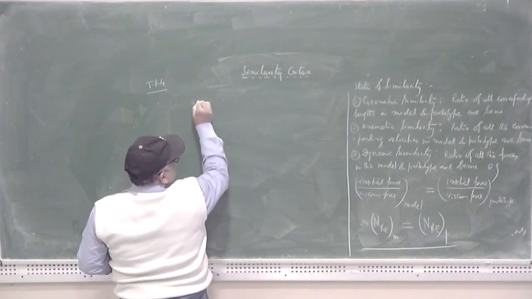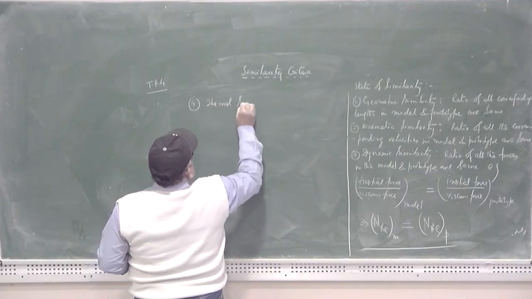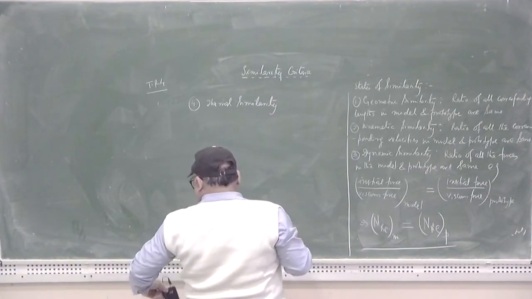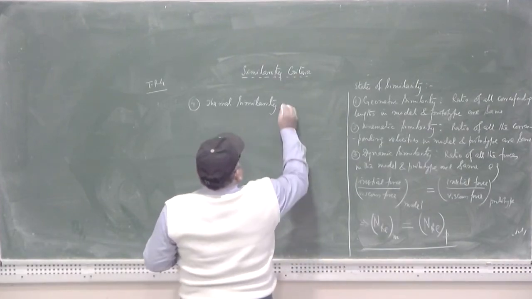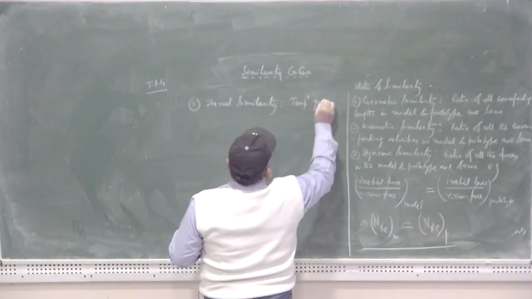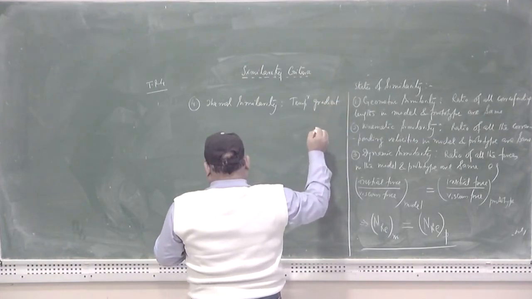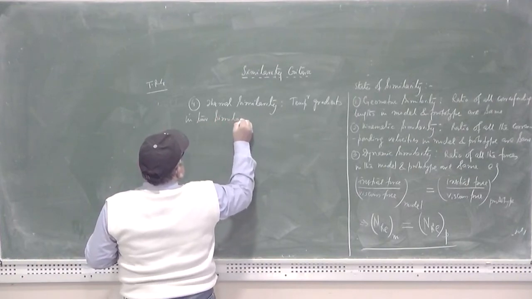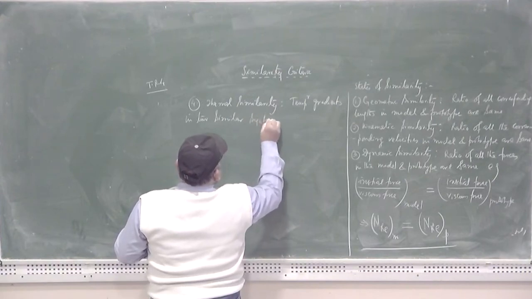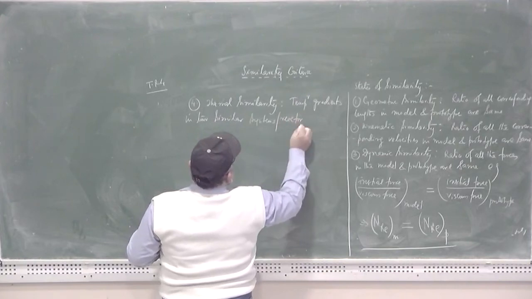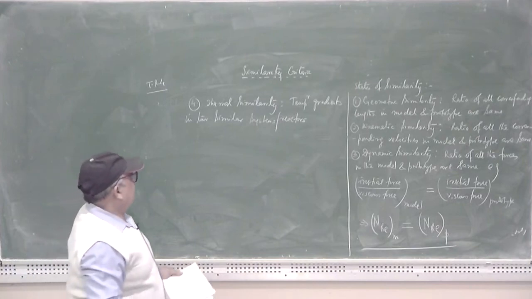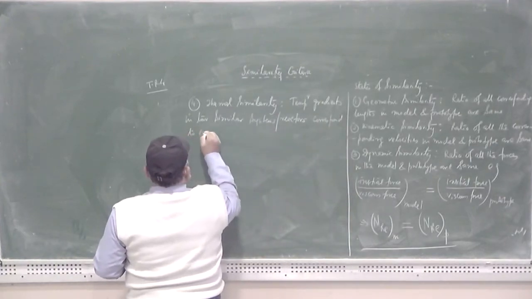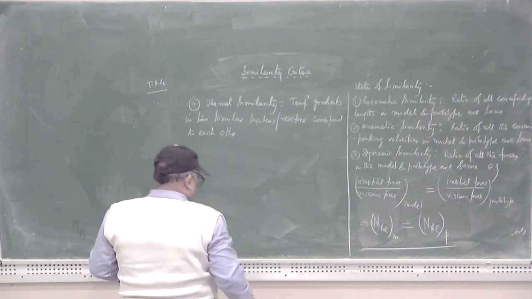Fourth one is the thermal similarity. This is defined as temperature gradients in two similar systems, or because you are talking about the thermal similarity, you can use the word reactors also, systems or reactors, correspond to each other. This is called thermal similarity.